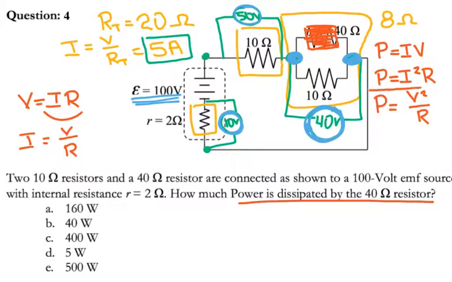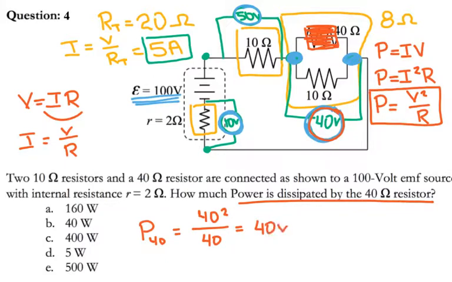And I'm going to use this formula for my calculations of the power because I have the resistance and I have the voltage. So the power on the 40 ohm resistor is equal to V, which is 40, squared, divided by R, which is 40. So the power on the 40 ohm resistor is 40 watt. And that would be B.